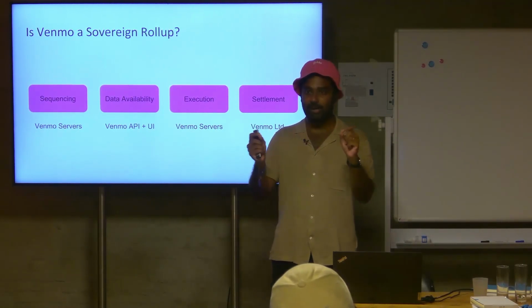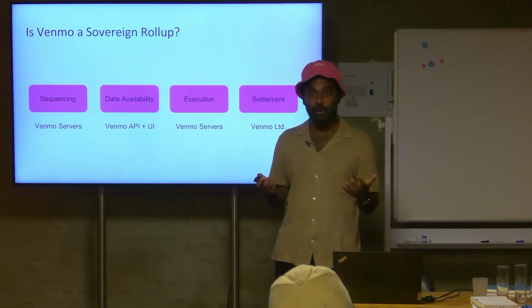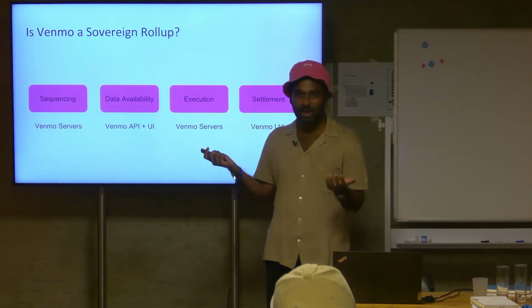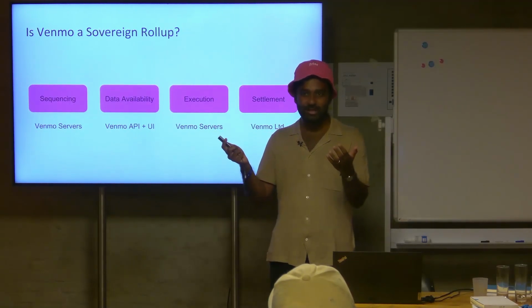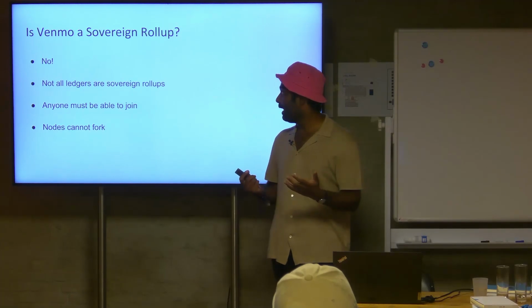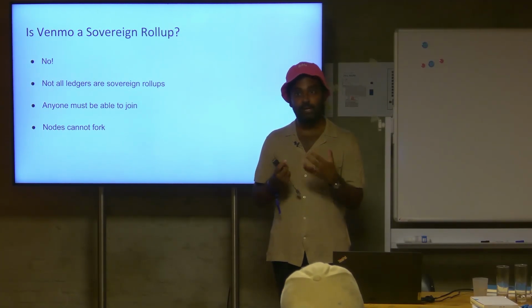There is a time when that transaction is settled and finalized. So it has all these kind of components, and in some sense, it's sovereign. Venmo doesn't care about what Ethereum says its state should be. They can define their own state. But I'd say Venmo is not a sovereign rollup. And importantly, it misses 2 very key properties.